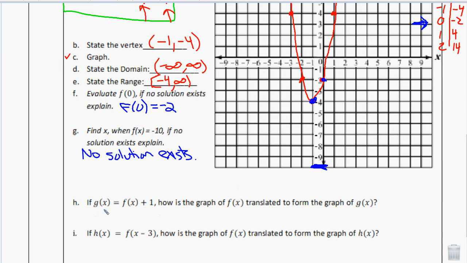If g of x, so this is a new function because I just graphed f of x. If g of x is equal to f of x plus 1, so it's equal to this parabola that I graphed, but then you add on 1 on the outside. How is the graph of f of x translated to form g of x? Remember, addition on the outside of the parentheses is a shift up or down. F of x would need to shift 1 unit up to form g of x.